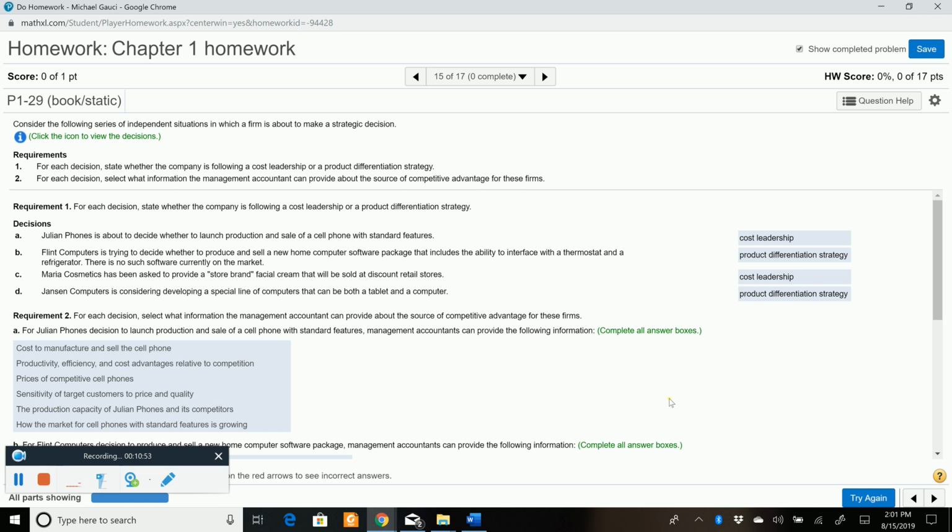We are not trying to differentiate ourselves. It's not a product differentiation strategy. Instead, we're trying to be cost leaders here.